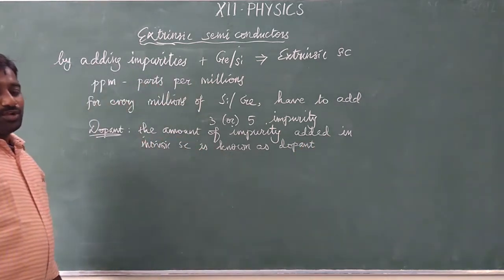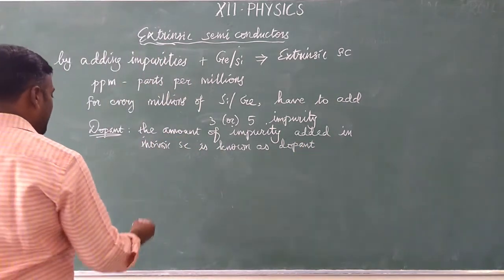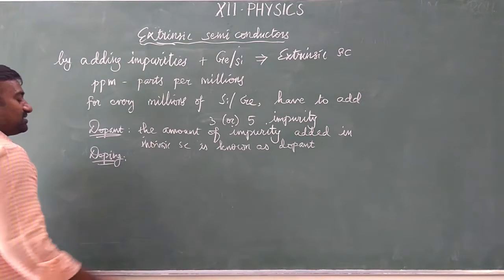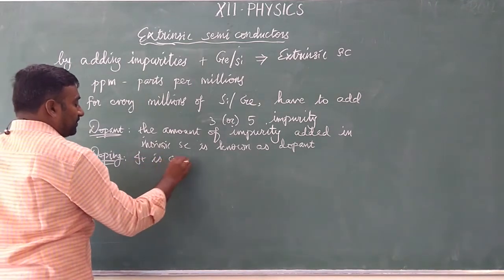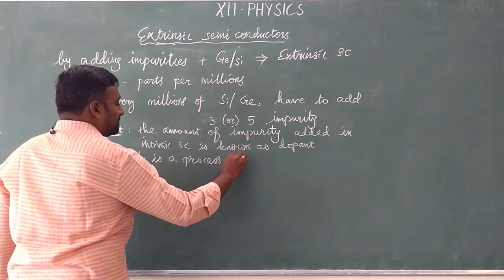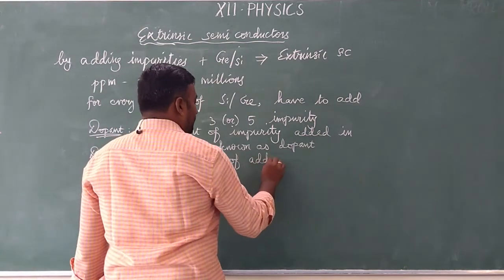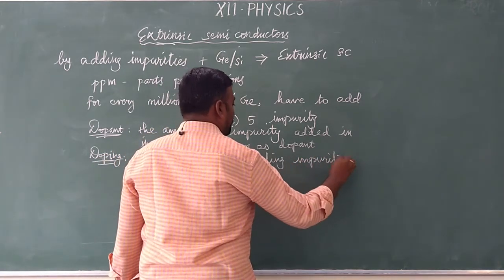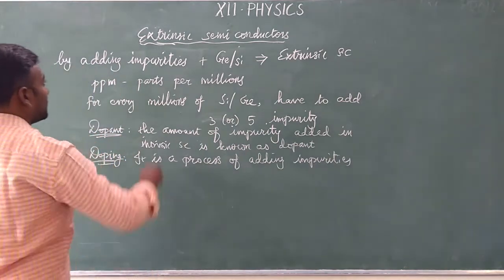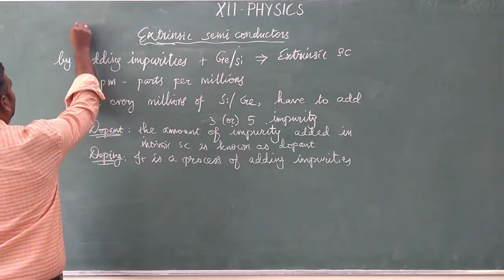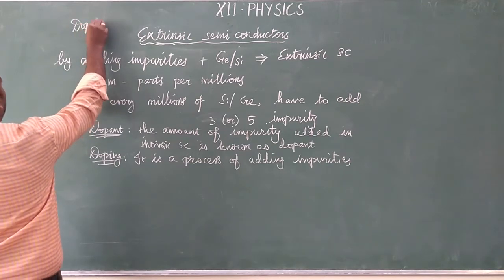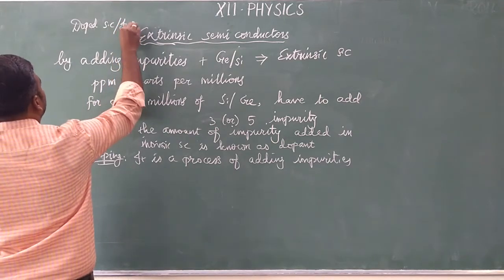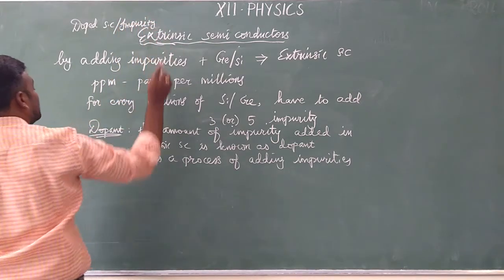So the process is called doping. So what is doping? It is a process of adding impurities. So the extrinsic semiconductor is also known as doped semiconductor or impurity semiconductor. So there are 3 names.